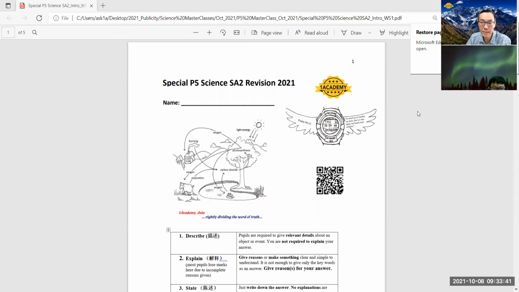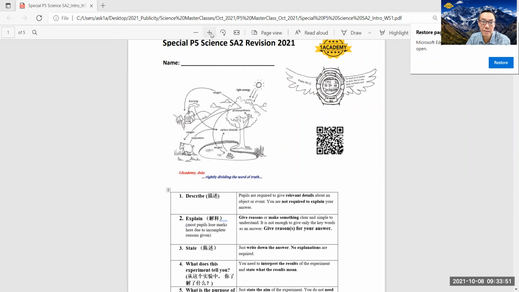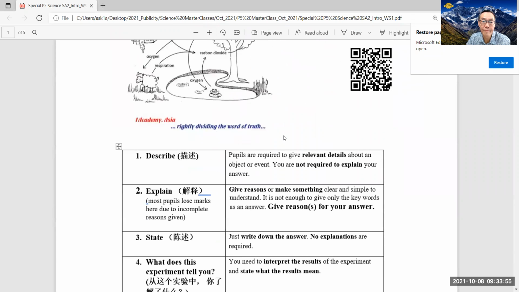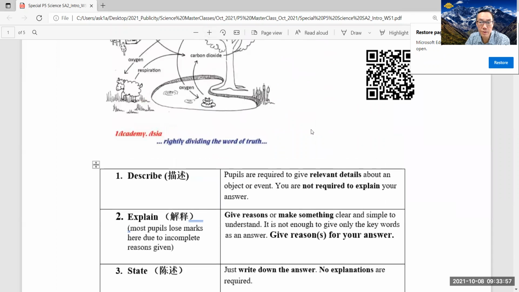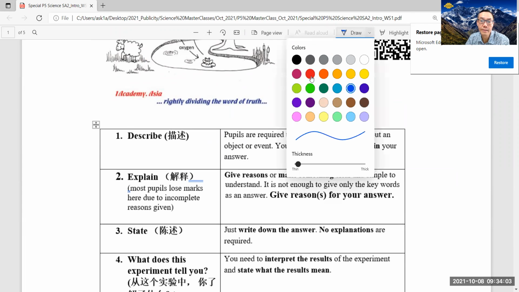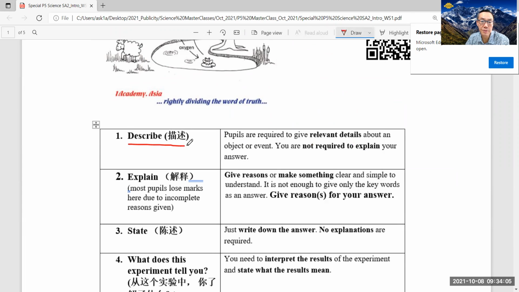Okay, good morning everyone. Today we are doing this training to help students prepare for their coming P5 SA2 examination. So I need to explain to you some definitions used in section B. In section B, which is the focus of today's training, these are the three common scientific words that the students need to understand: describe, explain, and state.